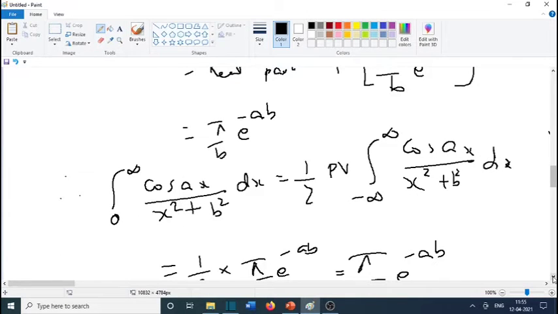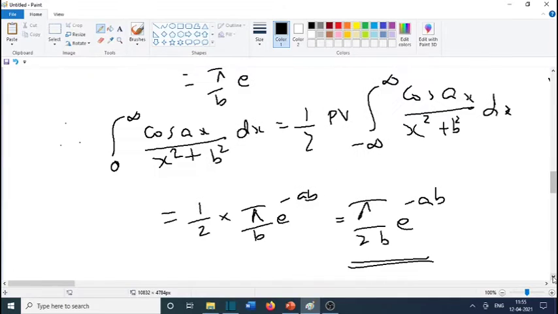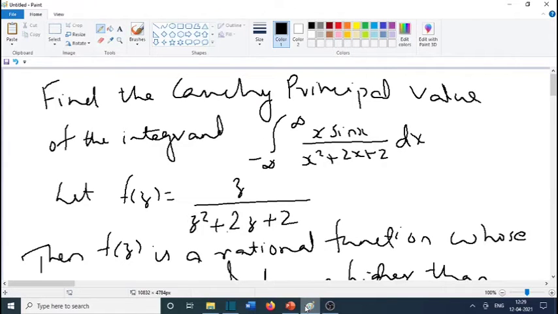Therefore, the integral from 0 to infinity of cos ax by x square plus b square dx is equal to 1 by 2 into the principal value of the integral from minus infinity to infinity of cos ax by x square plus b square dx, which is equal to 1 by 2 into pi by b e raised to minus ab, which is equal to pi by 2b e raised to minus ab.